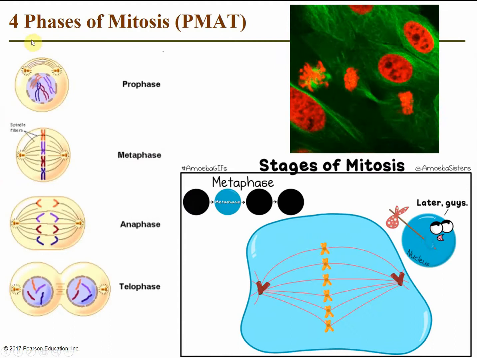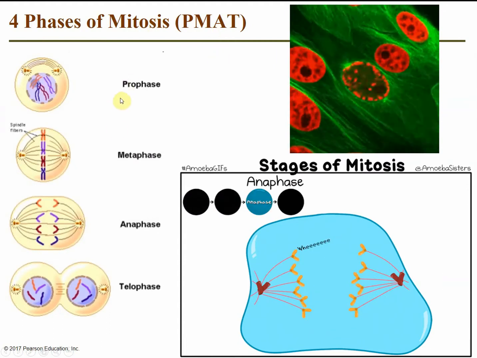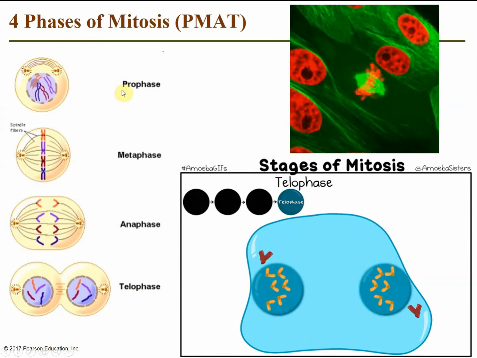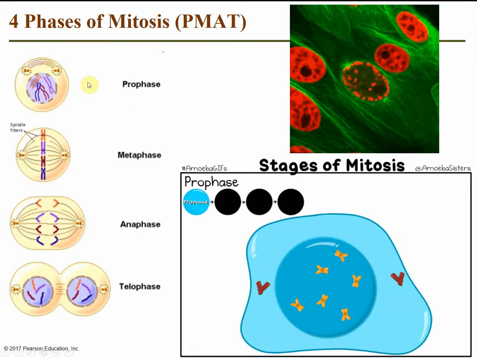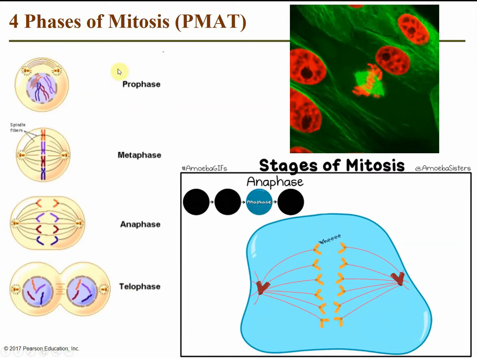Again, just to review the 4 phases of mitosis, right? PMAT. So you can come up with your own little mnemonic or sentence to help you remember these in order, whatever works for you. You say something like Prince made awesome tunes. So to review the phases of mitosis, so prophase, metaphase, anaphase, telophase, PMAT.